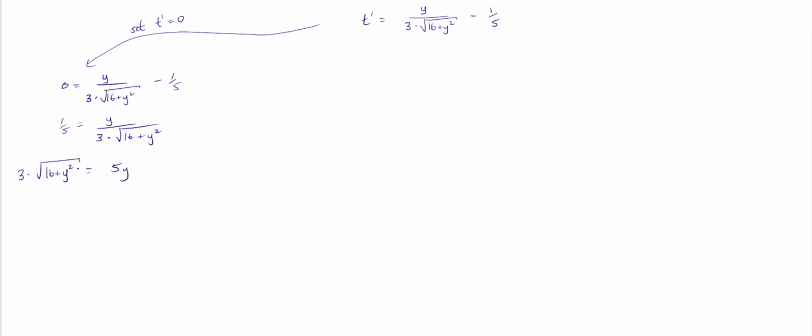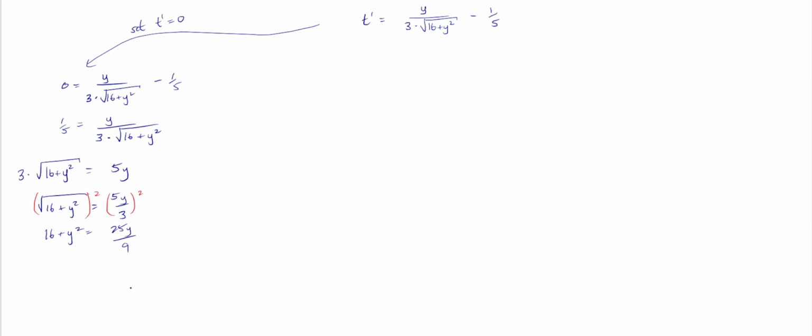Okay, I have to get this all sort of by itself, right? I want to get this by itself, so I'll do 16 plus y squared is equal to, and then I have 5y over 3, and I want to get rid of this square root symbol. So what I'm going to do is square both sides of the equation, and then I get 16 plus y squared is equal to 25y squared all over 9.